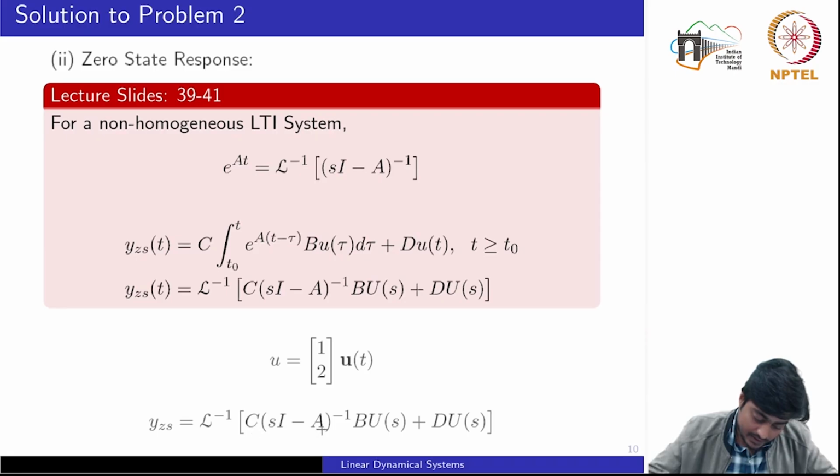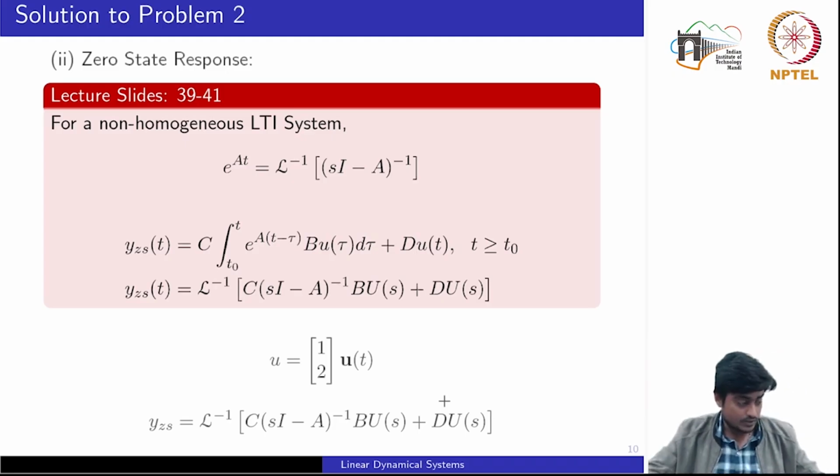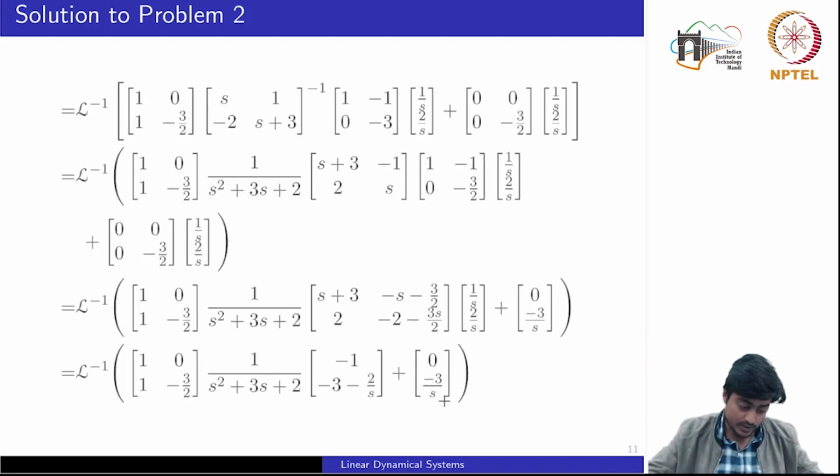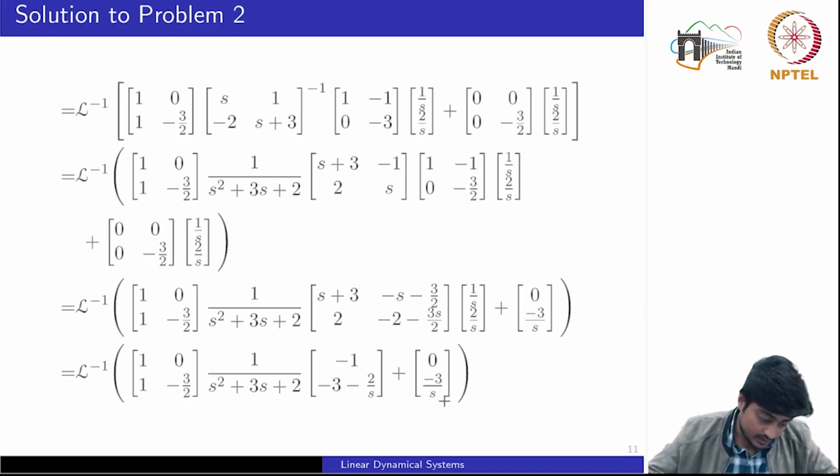The C matrix is given to us, then A, B, the Laplace transform of this input, the D matrix, and finally the U matrix. After putting all these matrices into this equation, a detailed solution is given here, so you can verify by yourself whether all those matrices are rightly placed. We won't go through the details of the whole solution, just the simplification after putting all those matrices into the last equation.